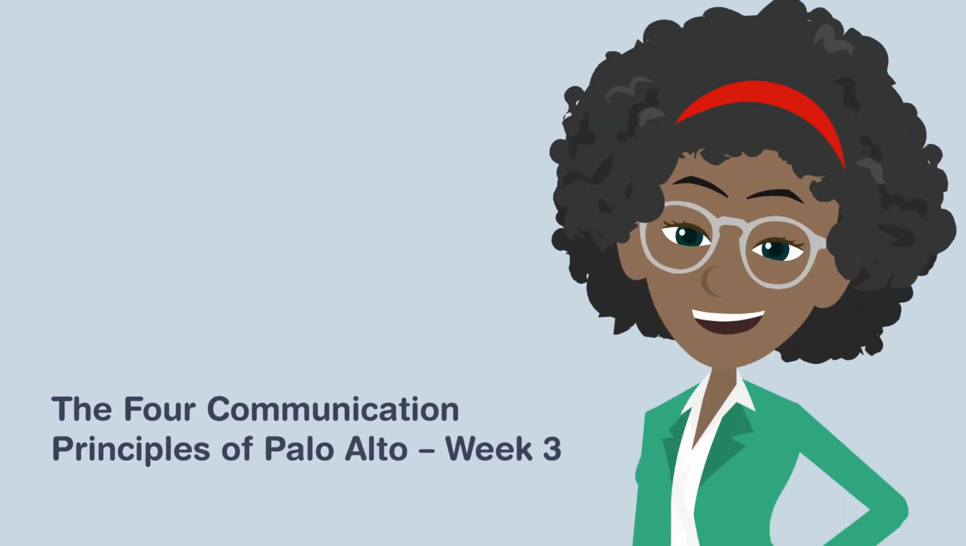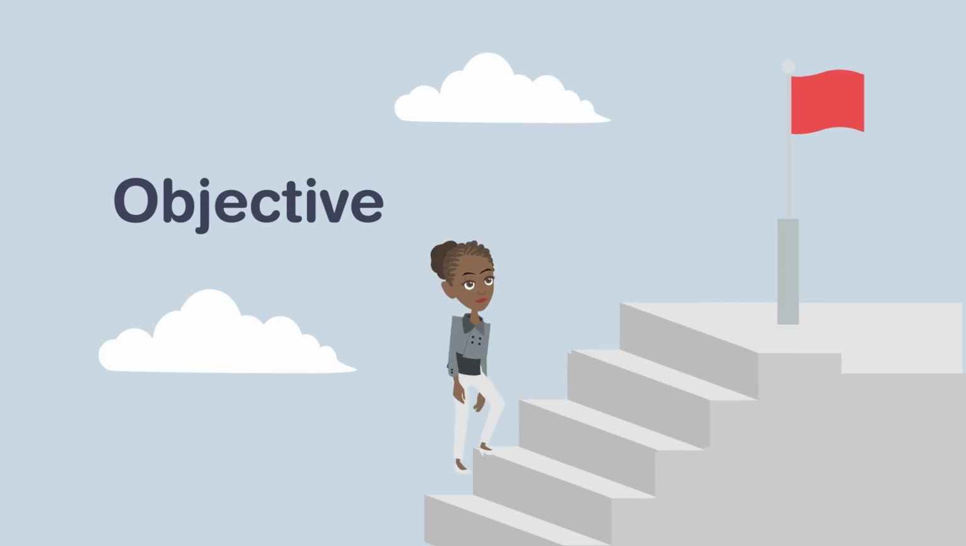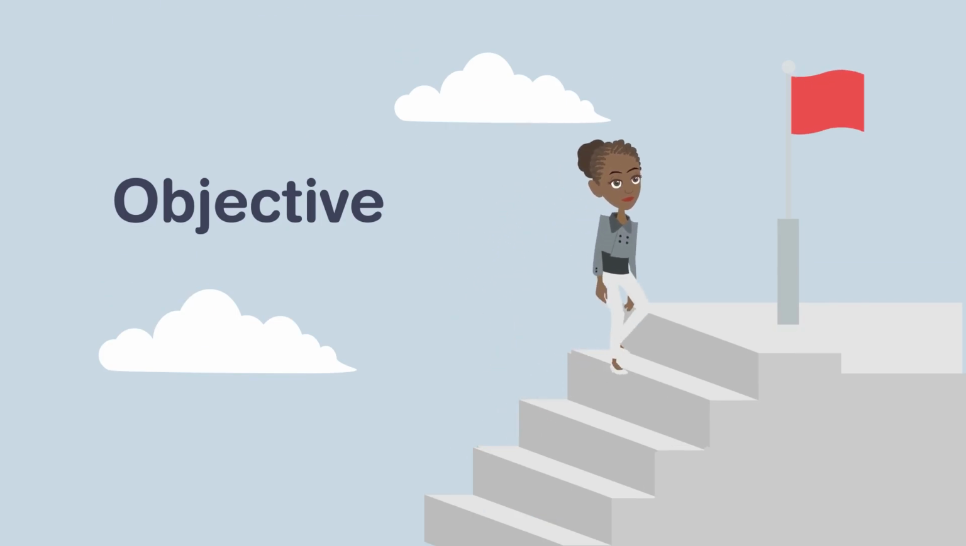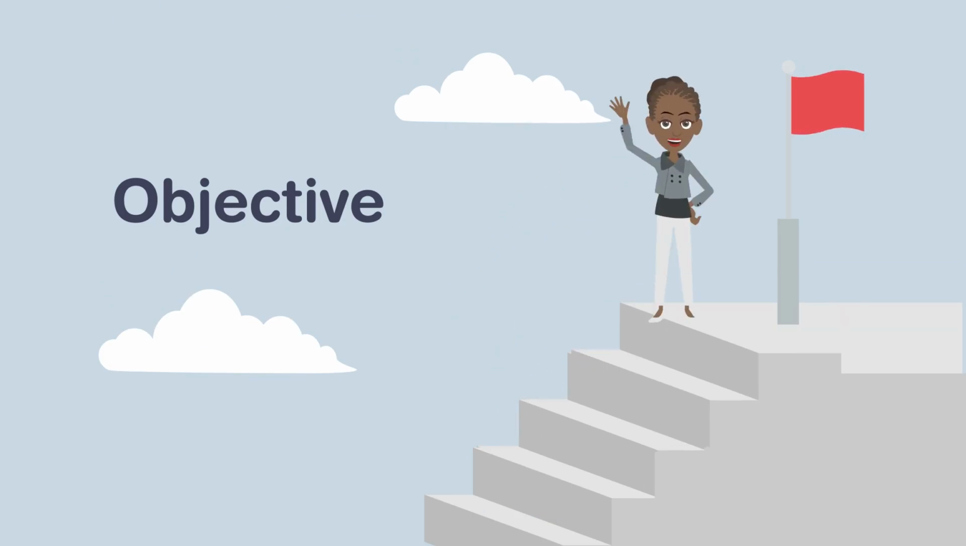In this week's Training Minute, we will explore the key principles of Palo Alto communication, focusing primarily on the third of four principles. The objective is to identify this third major principle and become aware of the various levels of communication and its omnipresence in relationships.